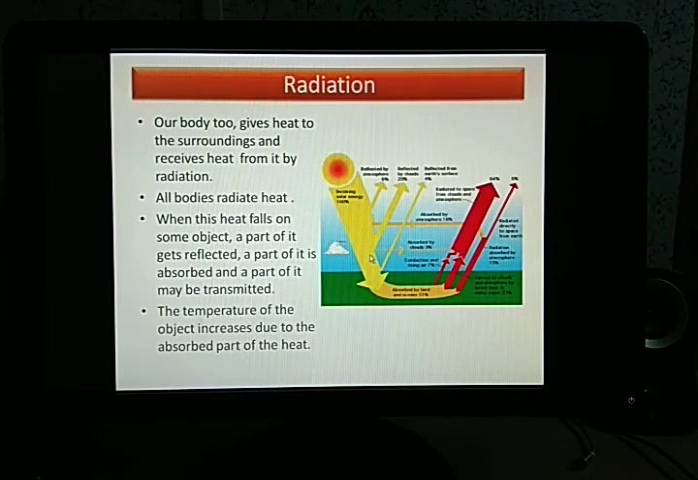Now the temperature of the object increases due to the absorbed part of the heat. If an object absorbs the sun's heat, then automatically the temperature of the body will rise. Say if you are standing in the sun, or say if you are keeping a utensil in the sun, after some time you will see the utensil's temperature rises. We can't touch that. It is very hot. Why does it happen? Because it has absorbed the sun rays. Clear? So if there is absorption, then it will increase the temperature of the object.